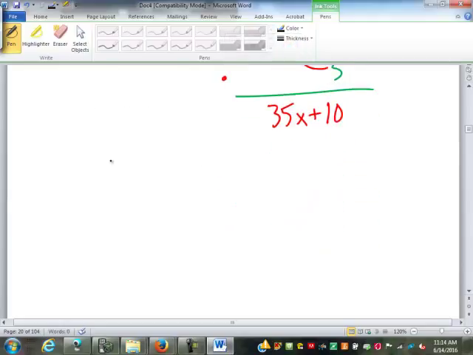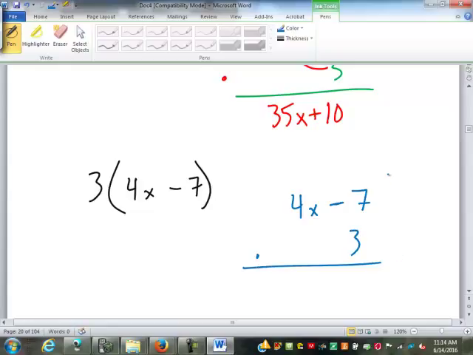So I might have 3 times 4x minus 7. Same thing. I write the 4x minus 7 times 3. 3 times negative 7 is negative 21. Now when we're multiplying, we have to think of that as a negative 7 and not minus 7, because it's 3 times a negative 7. 3 times 4x, 12x. So it's 12x minus 21.